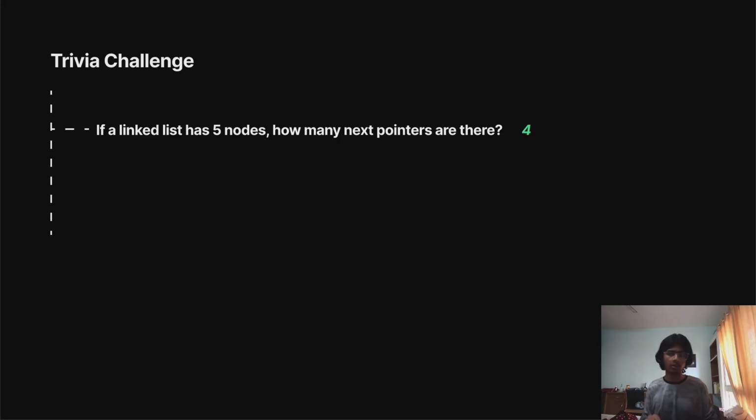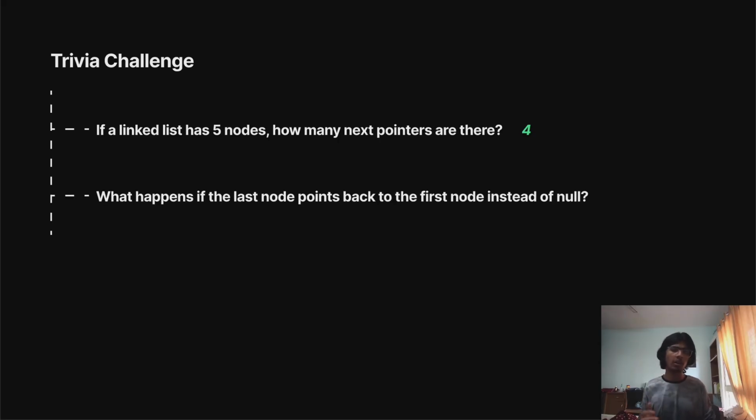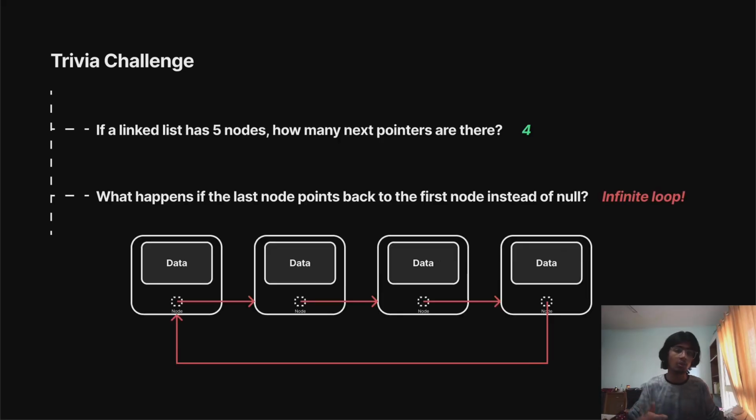Okay, so now the next question. What happens if the last node points back to the first node instead of null? Well, the correct answer is the list goes into an infinite loop. It's because when the last node connects back to the first node, there is an infinite loop of going to the next node endlessly. And this type of linked list is called a circular linked list.